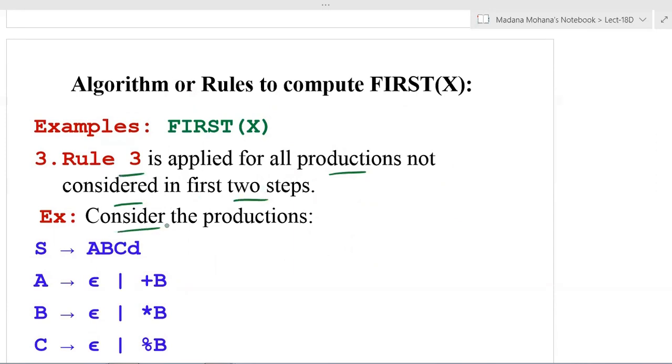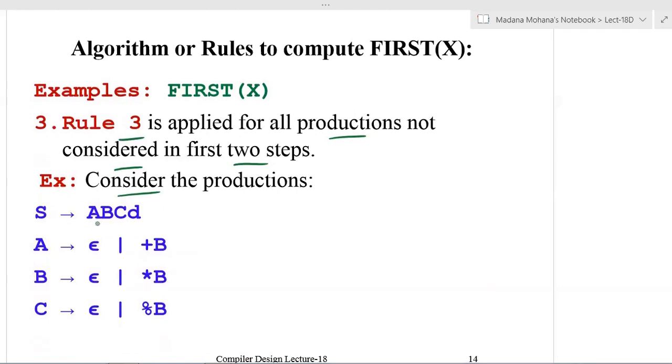So now consider the production. Here S derives variable A, variable B, variable C, then terminal D. The right hand side of the production starts with a variable A. That means it is in the form of rule 3. Then A derives null or plus B. B derives null or star B. C derives null or percentage B. So these are the productions of A, B, C.